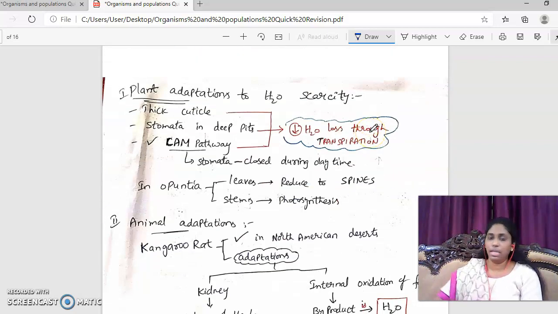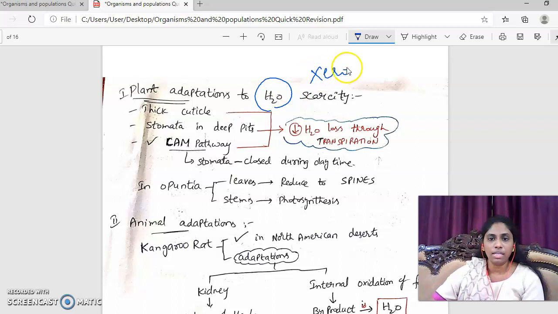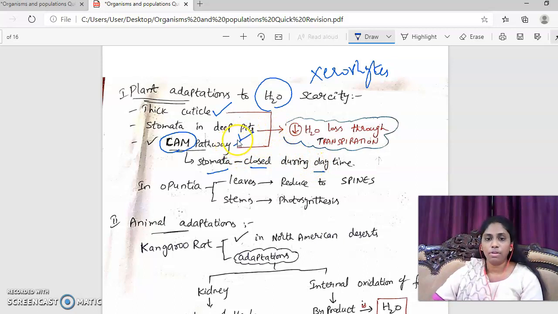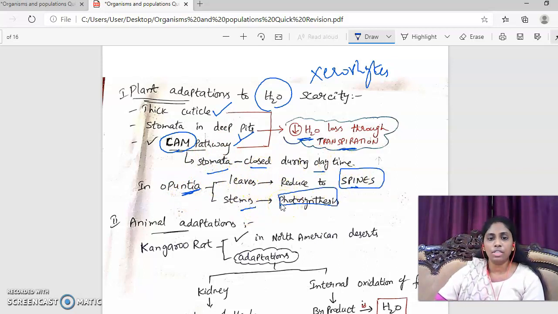Then plant adaptations in water scarcity. If you can see here, these plants which are in water scarcity, definitely they must be xerophytes, right? You must have learnt in botany. So xerophytes have a thick cuticle. The stomata are present in deep pits and they exhibit CAM pathway, crassulacean acid metabolism pathway. In this pathway, stomata are closed in the daytime while they are open in the night time for photosynthesis. These all three features reduce water loss through transpiration. Now in Opuntia, the cactus, leaves are reduced to spines, while stems take the job of leaves, which is photosynthesis.